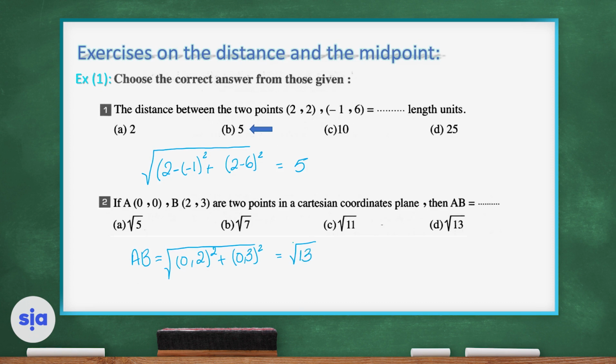And also in this question, you don't have to use the distance formula, as one of the points is the origin point, the (0, 0). So easily you can see that the distance is the square root of 2 squared plus 3 squared, which will give you the same answer, which is root 13. So in question 2, the right answer is choice D.